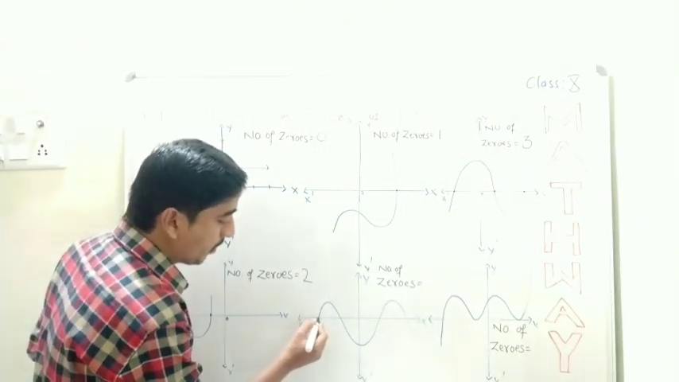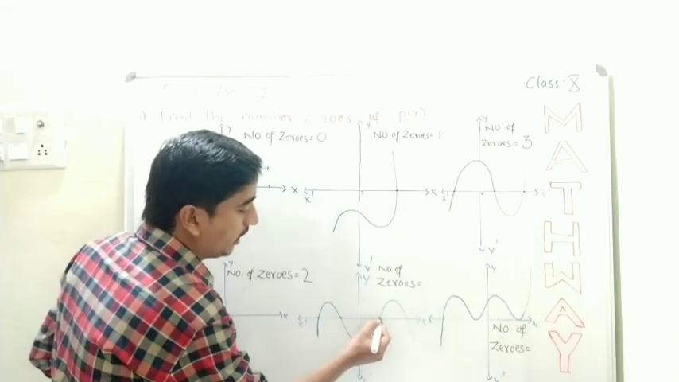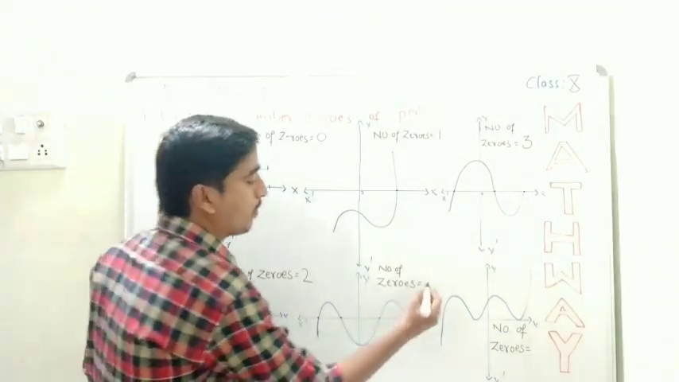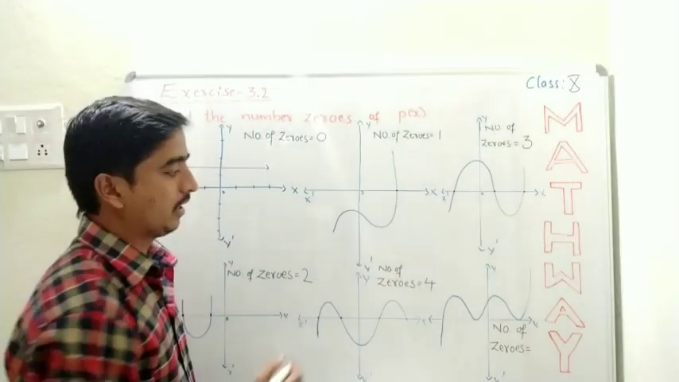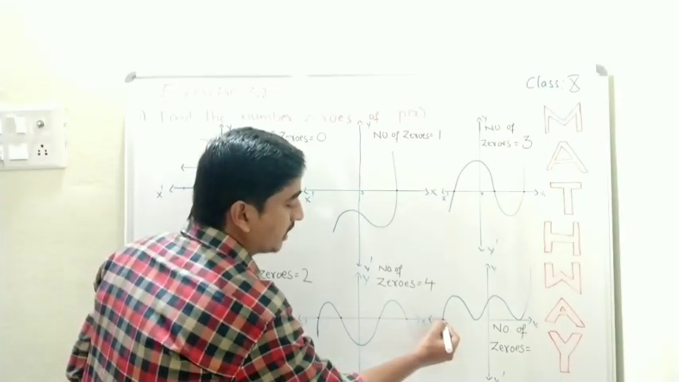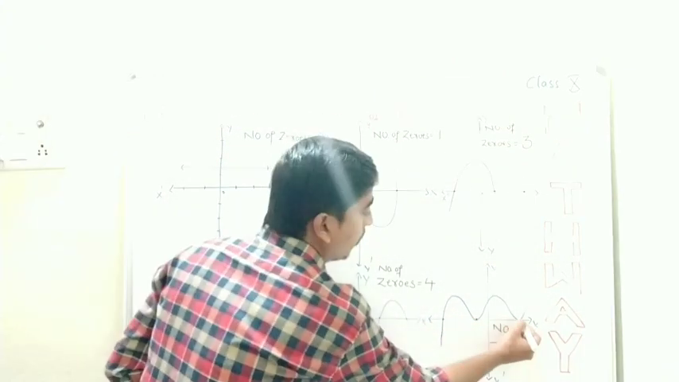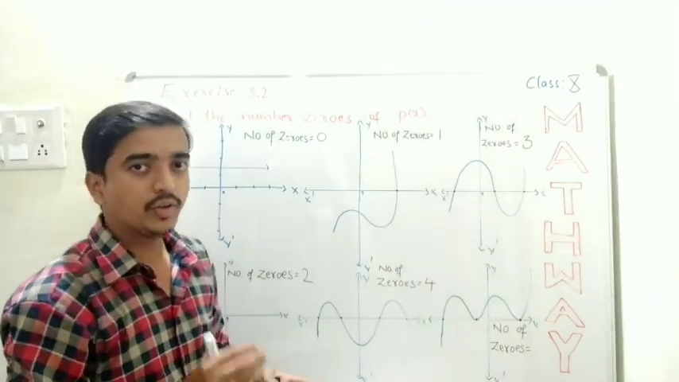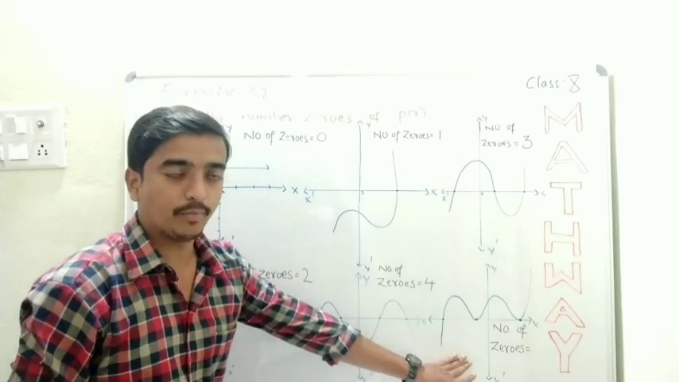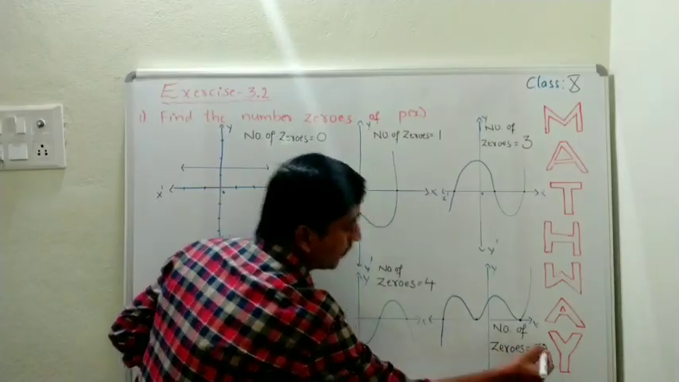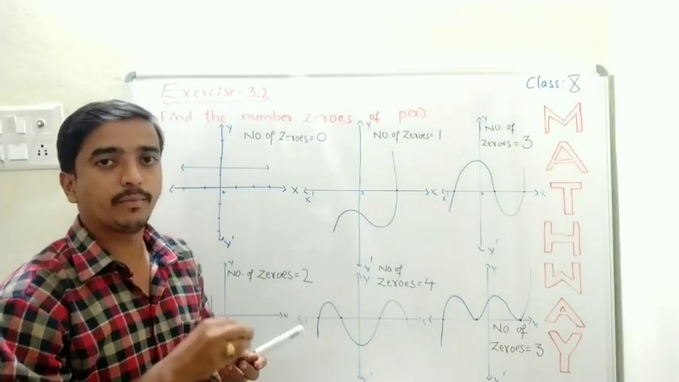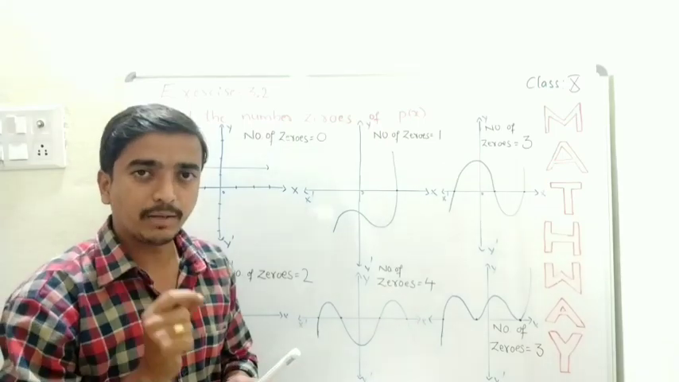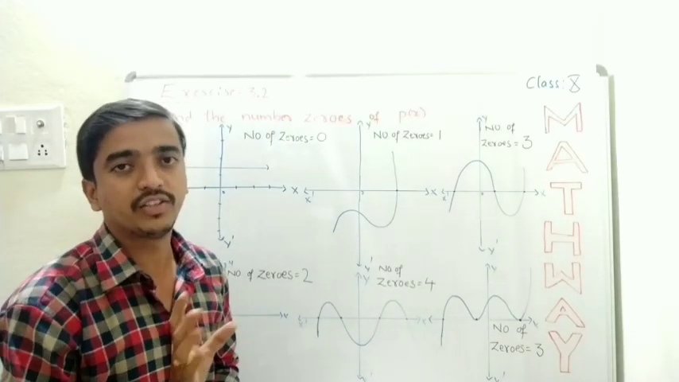In the next figure, the intersecting points are 1, 2, 3 and 4. So this polynomial has 4 intersecting points, and the number of zeros for this polynomial is 4. In the final figure, the intersecting points are 1, 2 and 3. The polynomial has 3 intersecting points, so the number of zeros of the polynomial is 3. So this is the way to find the number of zeros by using the graph. The intersecting points on the x-axis are the zeros.